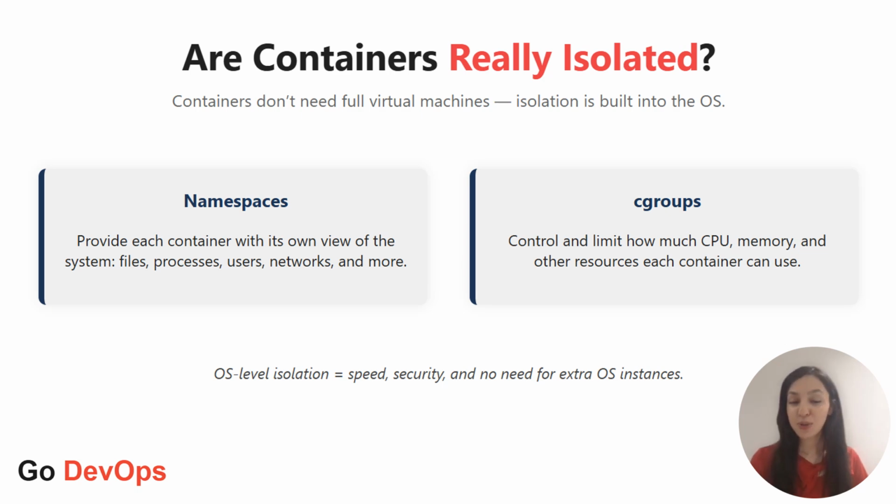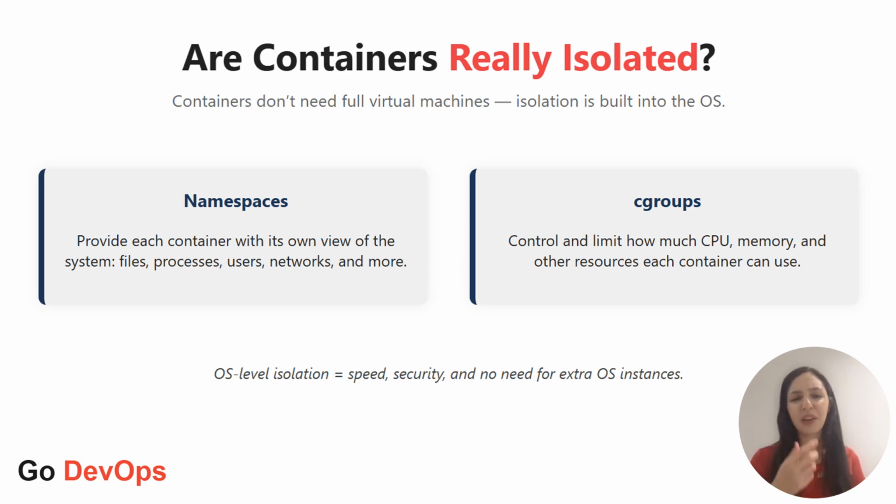One of the first questions people ask when learning about containers is, are they really isolated? After all, they don't run a full virtual machine. Surprisingly, the answer is yes. Containers are very well isolated, but instead of simulating an entire machine, they rely on the operating system itself to provide that isolation. So 2 key Linux features make this possible.